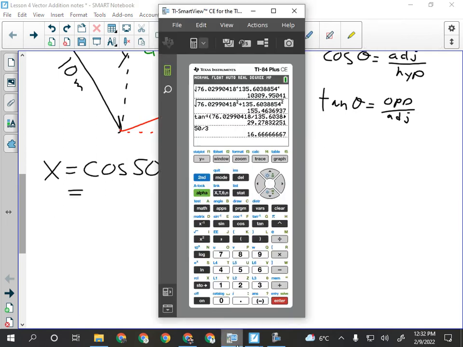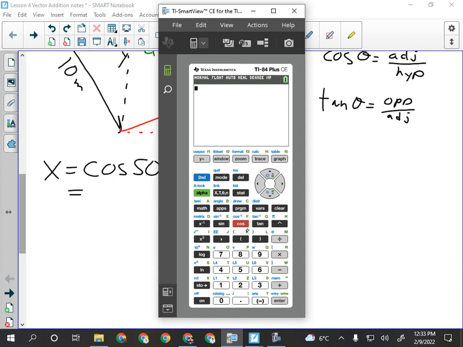Okay, so make sure your calculator's in degree mode when you're doing this, by the way, or it's not going to work. Okay, cos of 50 degrees times 10. All right, so that side, black x, is 6.43 meters.